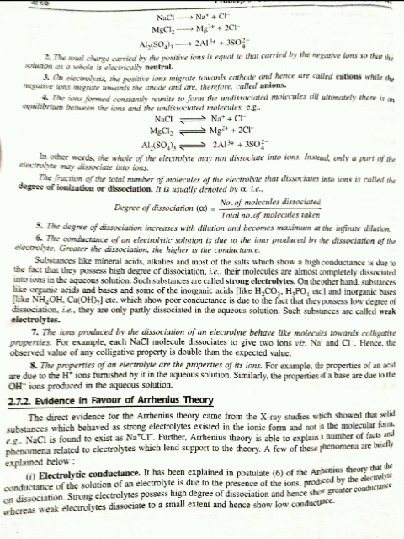Further, Arrhenius theory is able to explain a number of facts and phenomena related to electrolytes which lend support to the theory. A few of these phenomena are briefly explained below. First, electrolytic conductance. It has been explained in postulate 6 of the Arrhenius theory that the conductance of the solution of an electrolyte is due to the presence of the ions produced by the electrolyte on dissociation. Strong electrolytes possess a high degree of dissociation and hence show greater conductance, whereas weak electrolytes dissociate to a small extent and hence show low conductance.